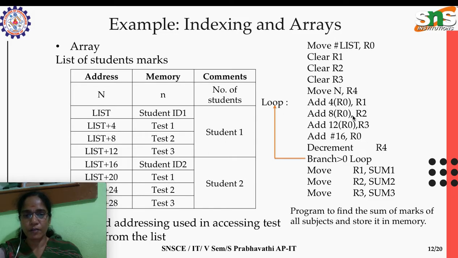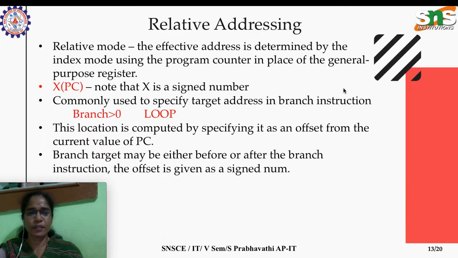Similarly for the second student's test 2 and test 3, then we increment, but the condition fails here. Now R4 becomes 0, we come out of the loop, and the respective marks are obtained. So this is the way of using the indexing mode. Quite a simple example. Now moving to the relative addressing mode.